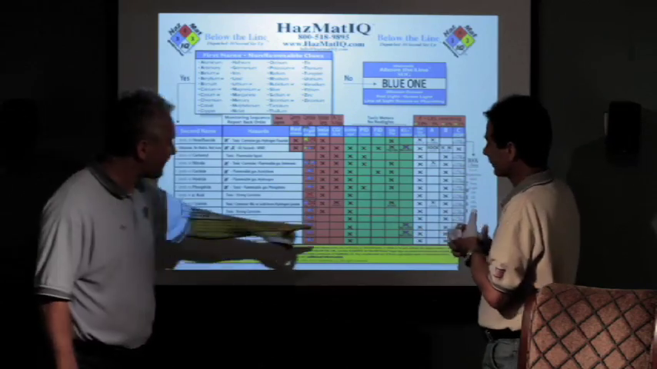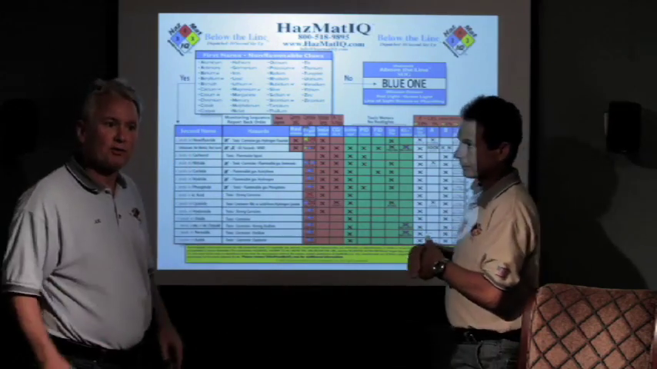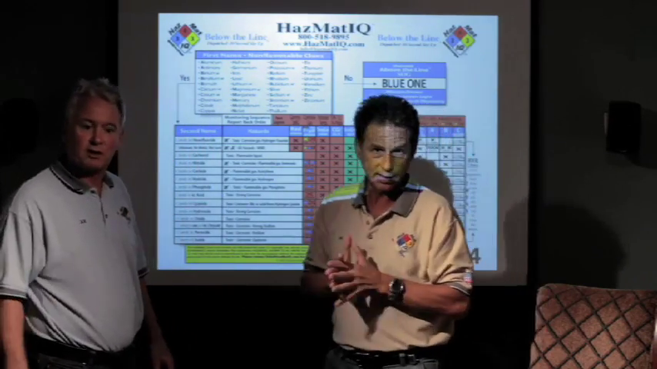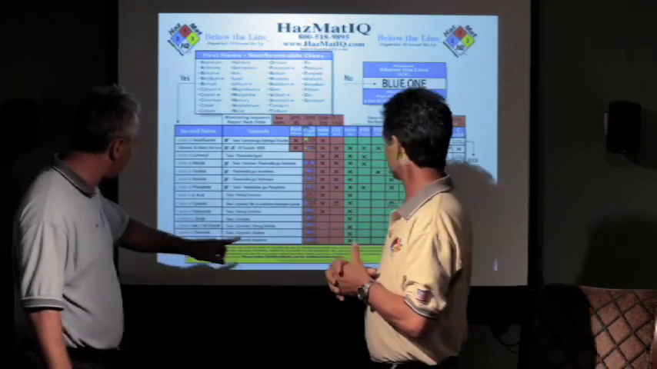Hey Chris, what does the KI paper see? What hazard is that? What makes it change? Oxidizers. Oh, so how did you know it was an oxidizer?